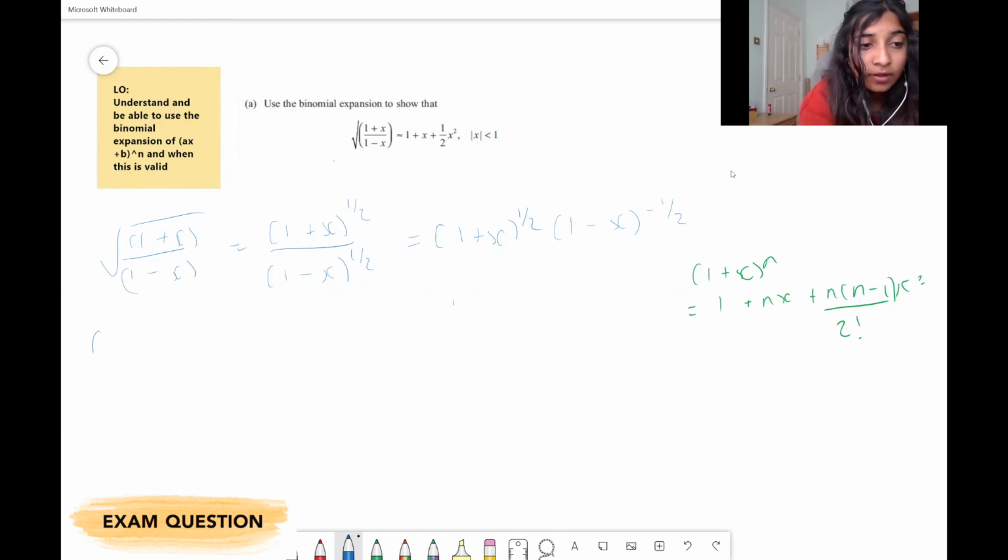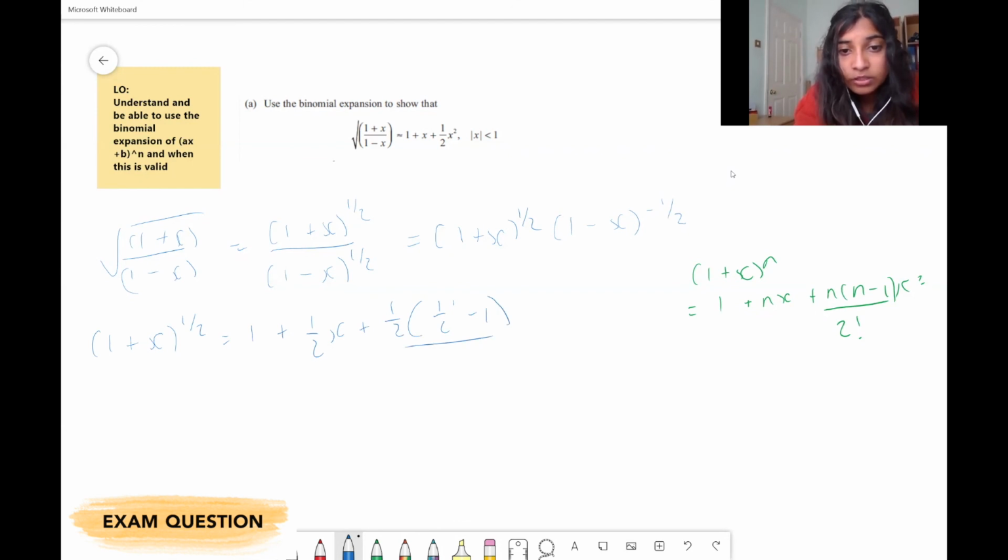So we'd have 1 plus x to the power of half, that's equal to 1 plus a half x plus half times half minus 1 over 2 factorial times x squared. We only need up to x squared because that's the last term we have. And then that's just equal to 1 plus a half x, and then half times minus a half, that's minus a quarter over 2 factorial, so that's just minus x squared over 8.